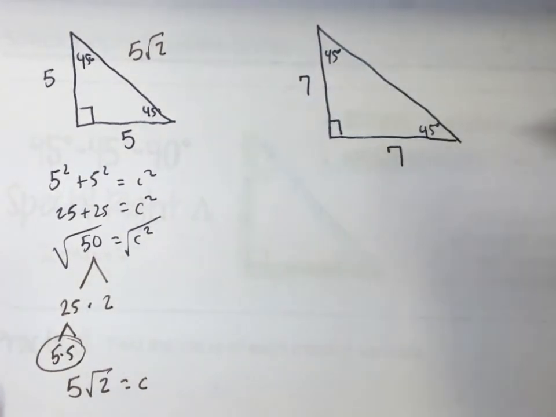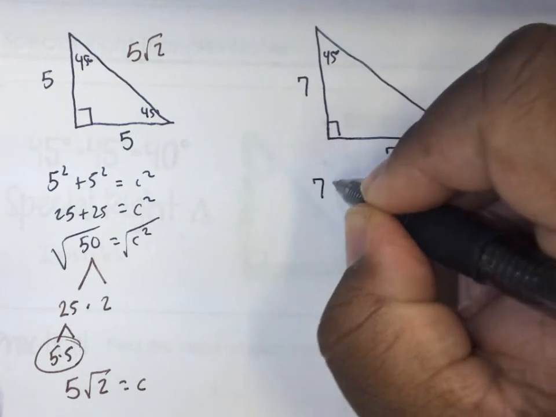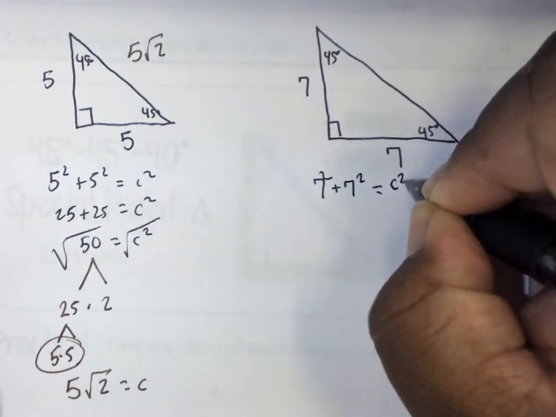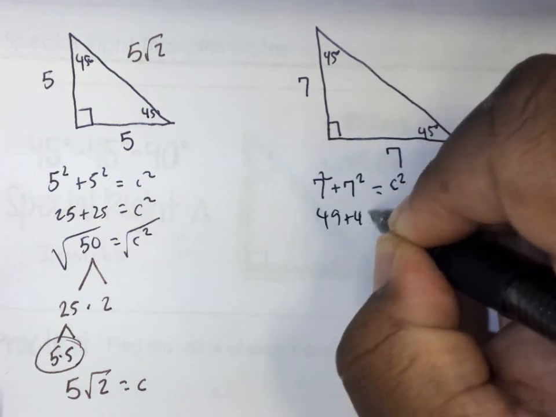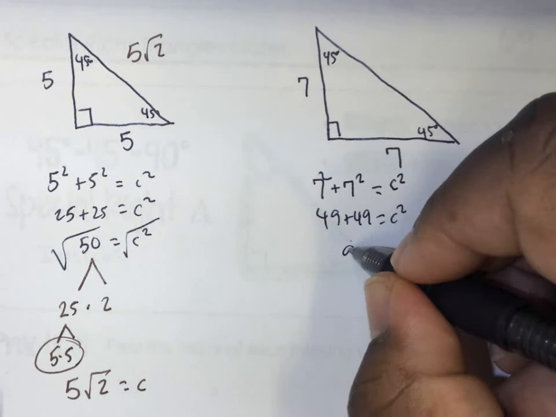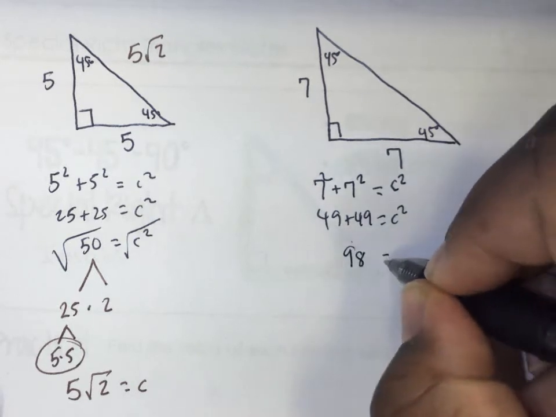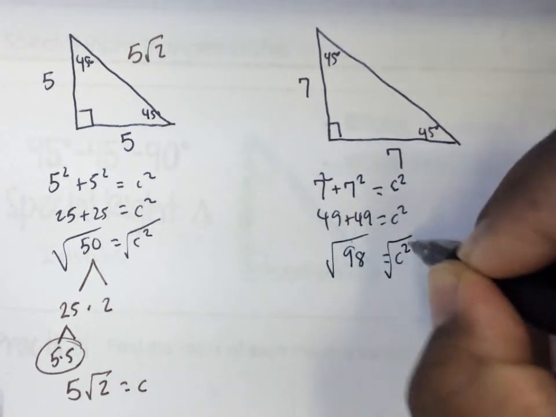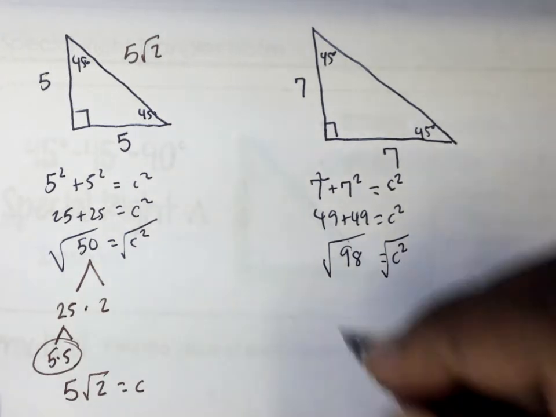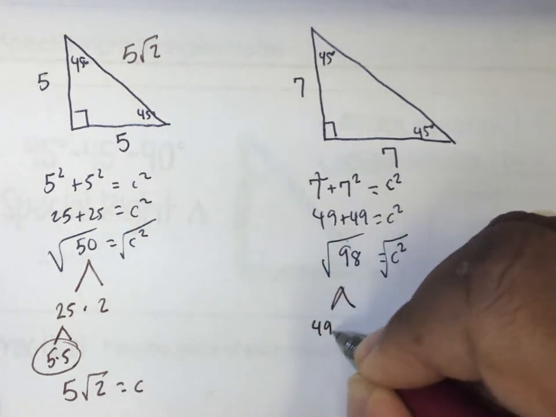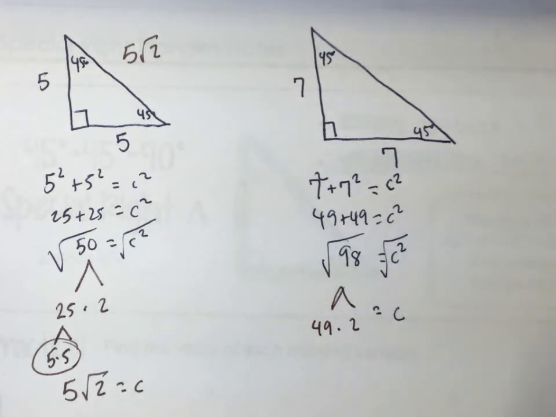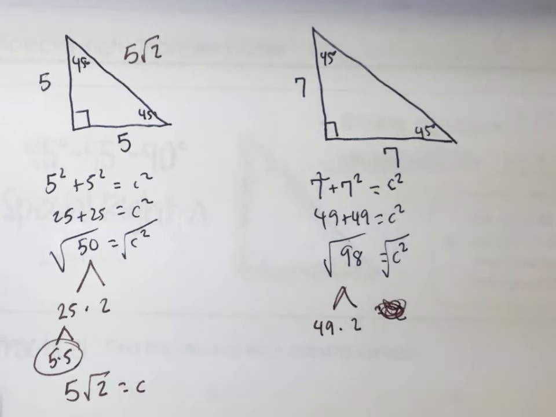Even if I did this one over here, 7 squared plus 7 squared equals c squared. 49 plus 49 equals c squared. What's that, 98? Equals c squared, square root. Once again, you would get another decimal. Can't give me a decimal, so you have to break it down again. 49 times 2 equals c squared. My bad, y'all.